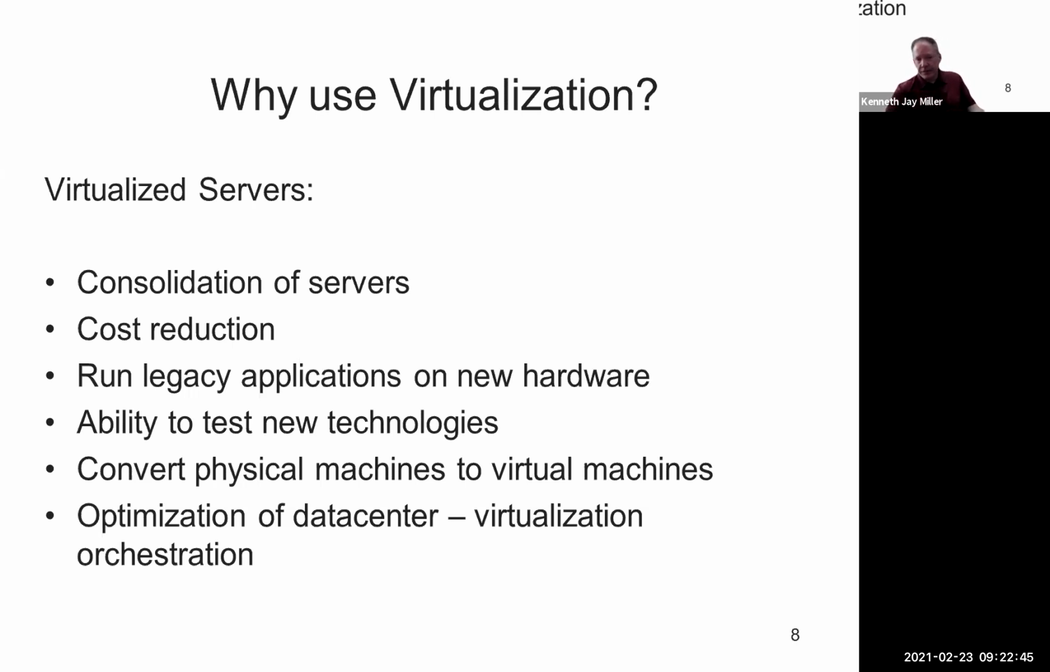We can also convert physical machines to virtual machines, and we can optimize our data center with what's known as virtualization orchestration. So, just think of Mickey Mouse in that movie, Fantasia or whatever, and he's orchestrating all the different sections of the orchestra. That's what this would do with our data center.